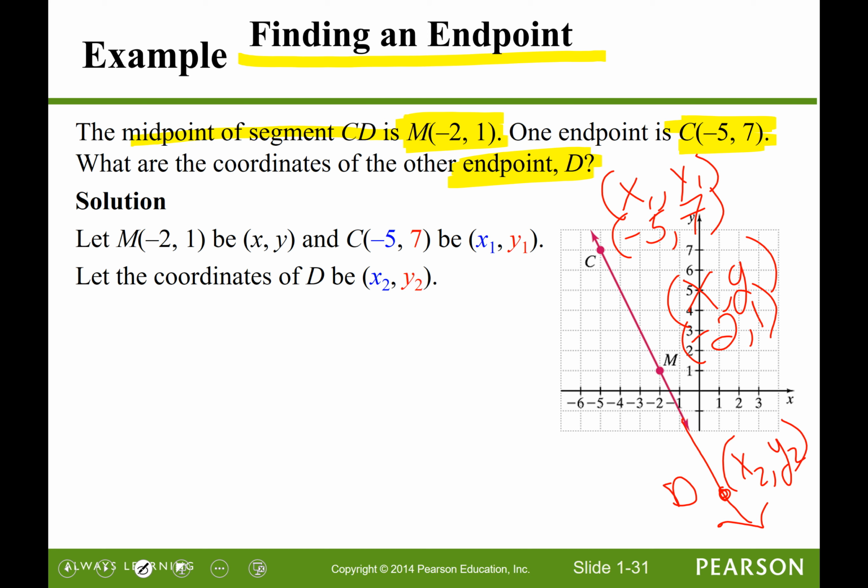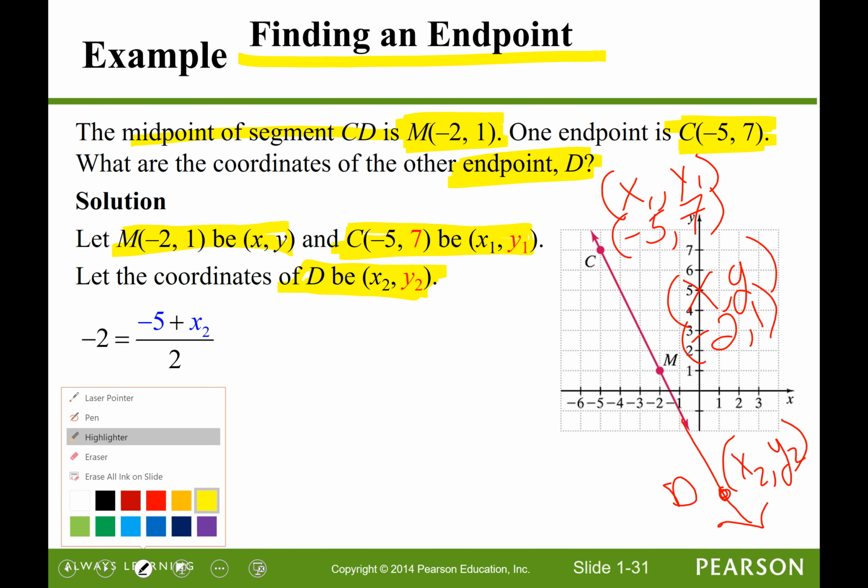We're going to have the midpoint, negative 2, 1, be our x, y. We're going to have C be our x sub 1, y sub 1. And then that means we need to find D, our x sub 2, y sub 2. So when we substitute all those values into the midpoint formula, we have, let me go back to my pen.